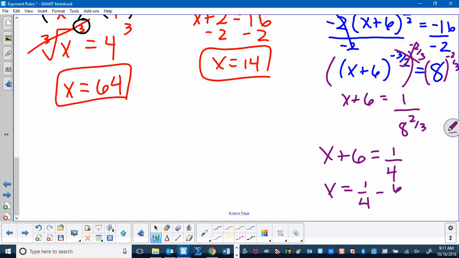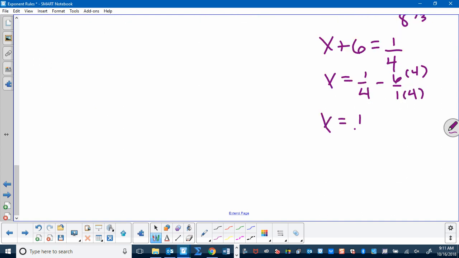Okay, in upper level math, we only work with improper fractions. So that means this is over 1. What do you need to do? It needs to have a common denominator. So times 4 times 4. X equals 1/4 minus 24/4. Okay, we made a common denominator for a reason. It's going to stay the same. Subtract the top. -23/4.